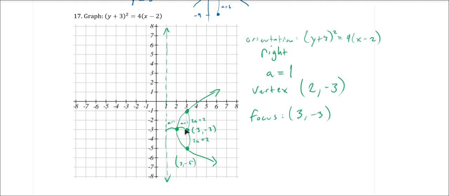If we wanted 2 more points to plot on this parabola, we could go from the focus up by 2a and down by 2a to get to these other 2 points across the chord of the latus rectum.